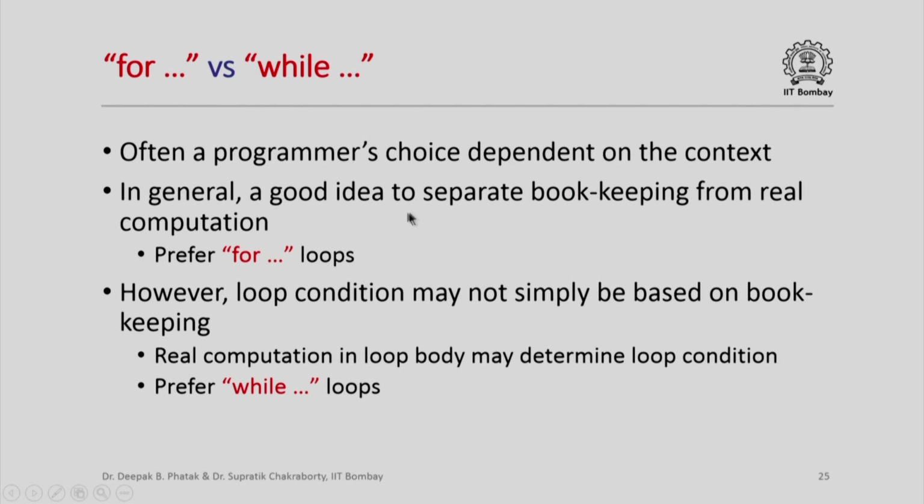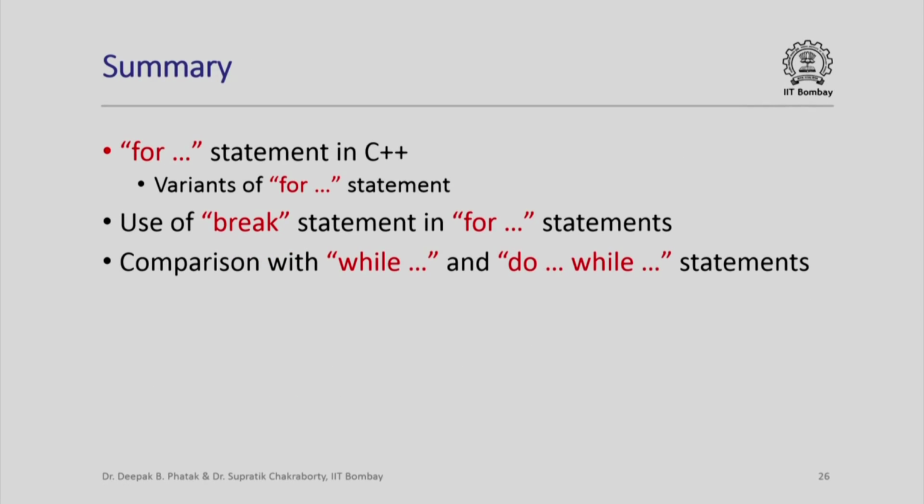In general, it is a good idea to separate bookkeeping from real computation, so for loops would seem preferable. However, loop conditions may not simply be based on bookkeeping; they may also be changed by the real computation in the loop body, in which case we might prefer while loops. So in summary, we have looked at the for statement in C++ and its variants, we have looked at the use of the break statement within for statements, and we have seen a very brief comparison of for with while and do while statements. Thank you.